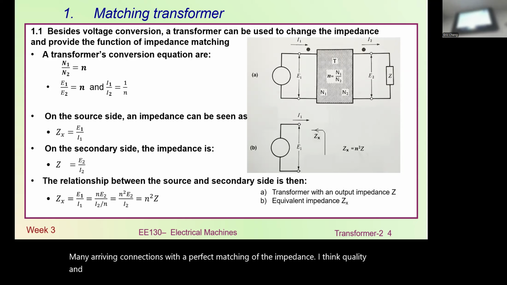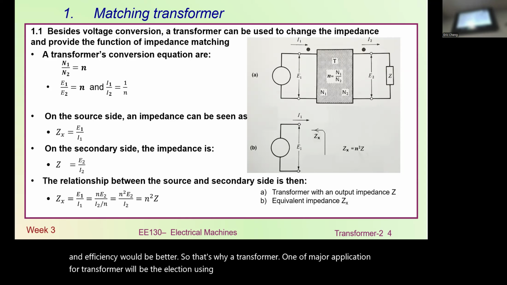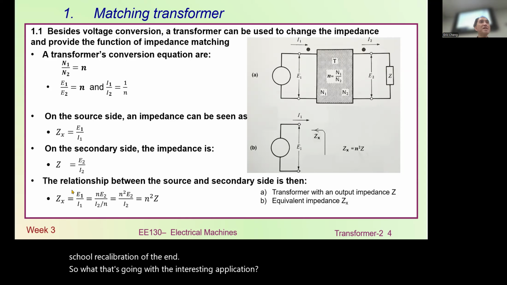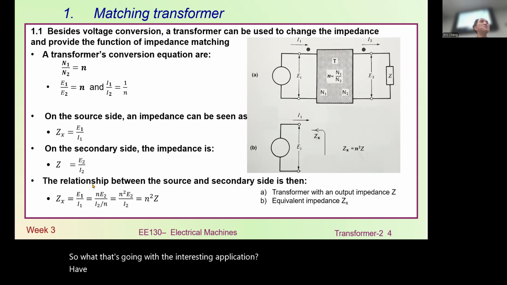So that's why one of the major applications for transformers is matching. Using this resistance put here, we're able to get impedance matching, with only calibration of the end. That's one of the interesting applications. Have you seen that? Have you made use of transformer matching to regulate impedance?